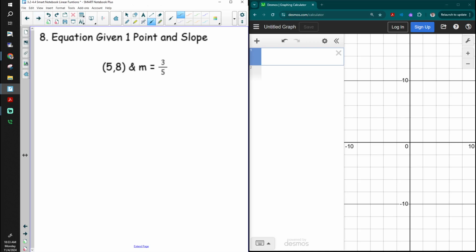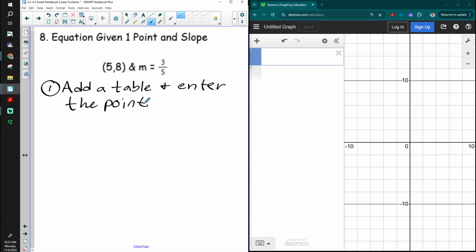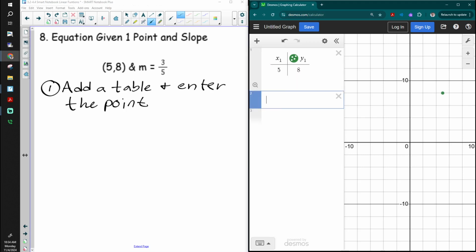Step 1. Add a table and enter the points. Okay, add a table and enter our 1 point, 5, 8. Okay, one bit of information is down.